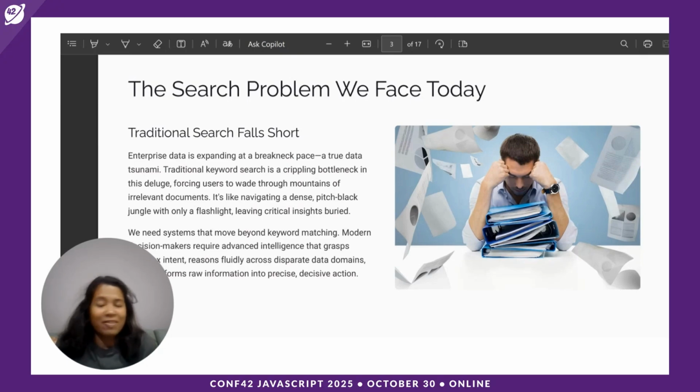So, what is the search problem that we face today? Enterprise data volumes have expanded exponentially, with many organizations managing petabytes of structured and unstructured information. However, traditional keyword-based search systems remain functionally limited in their ability to transform this data into actionable intelligence. Current search paradigms operate on lexical matching principles designed for document retrieval rather than insight generation. When executives require complex analytical responses, these systems return document collections that further require extensive human interpretation to derive meaningful conclusions.